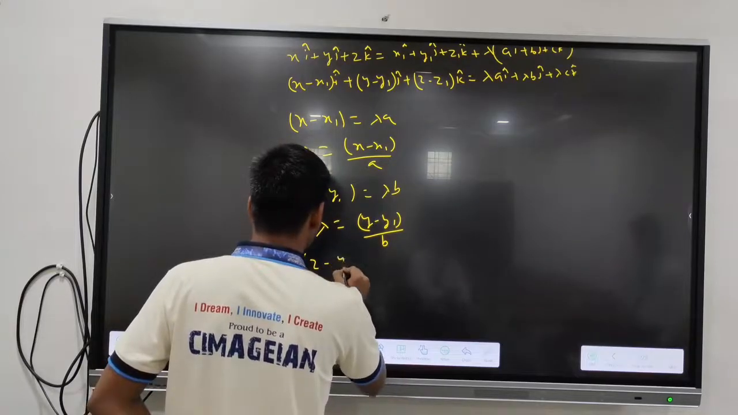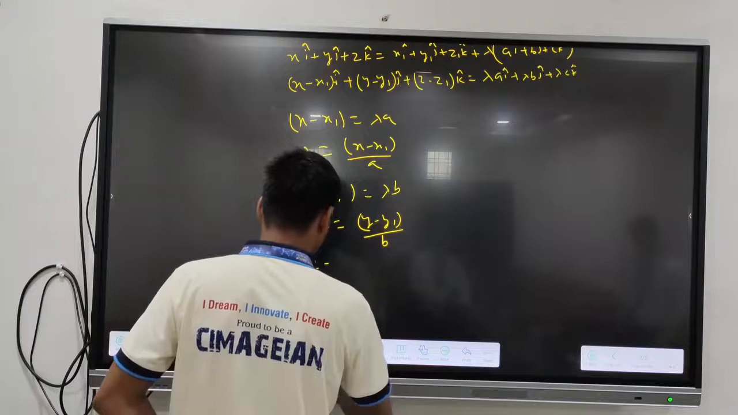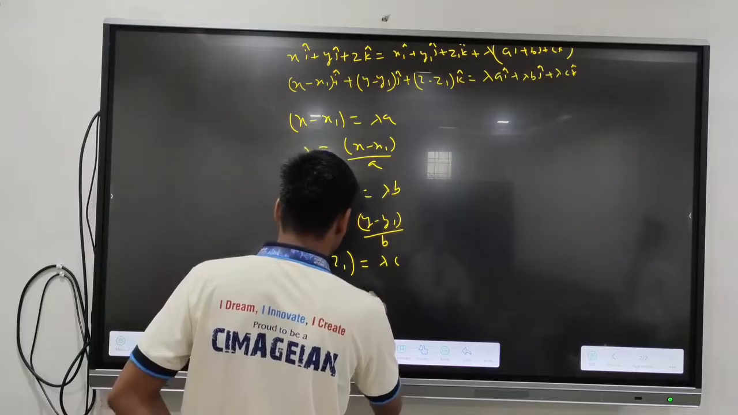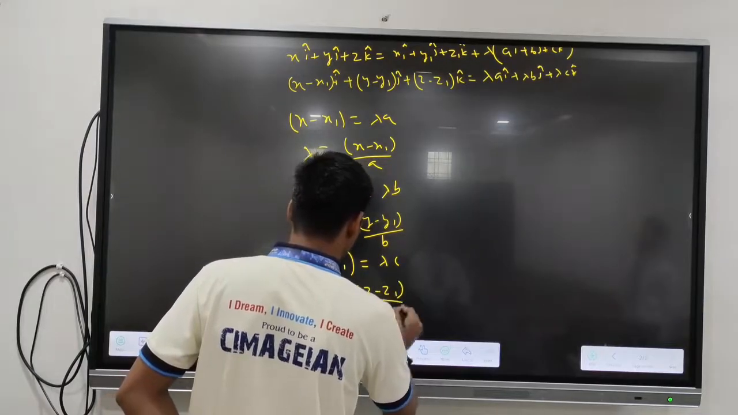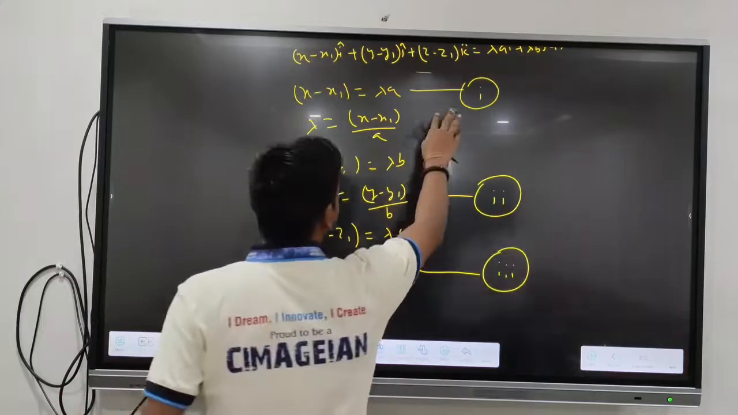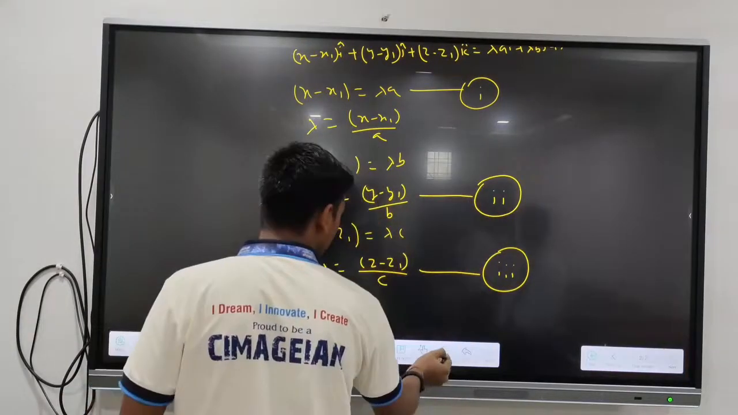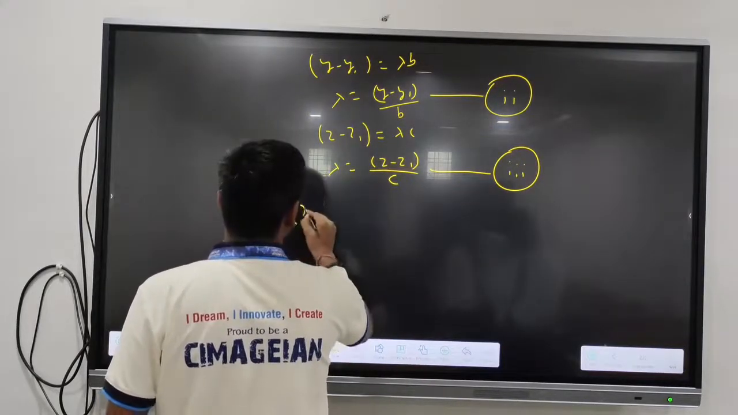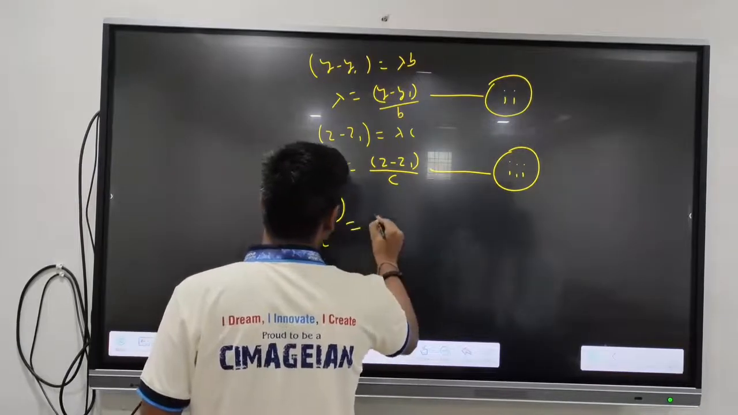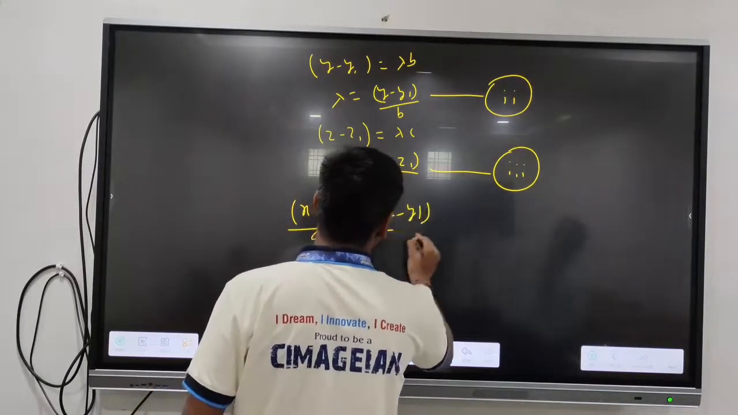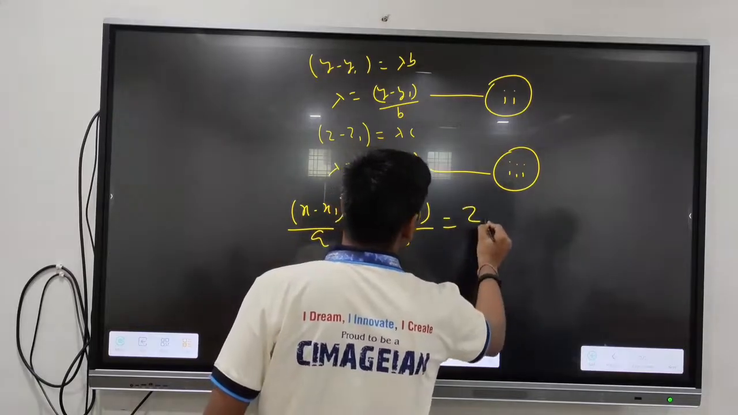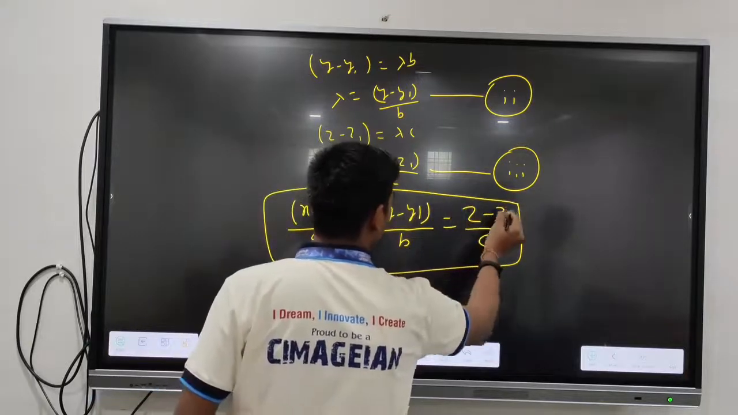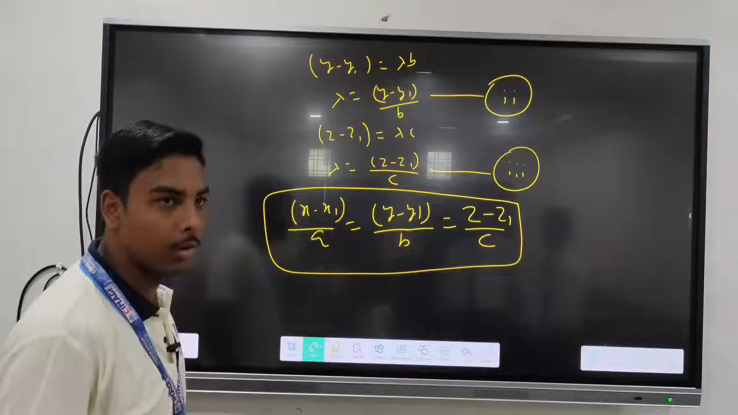and z minus z1 equals lambda into c. Then lambda equals z minus z1 upon c. Now from equations 1, 2 and 3 we will get x minus x1 upon a is equal to y minus y1 upon b is equal to z minus z1 upon c. Now this is the equation of a line in Cartesian form.